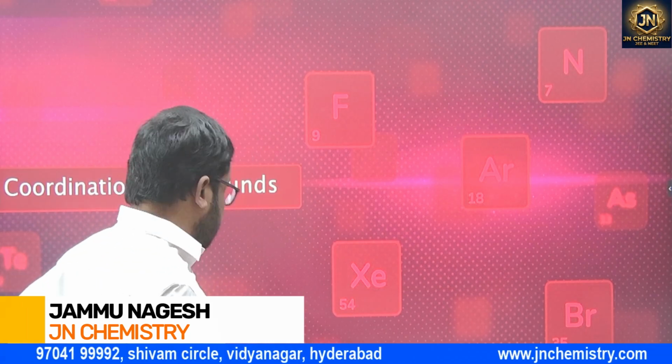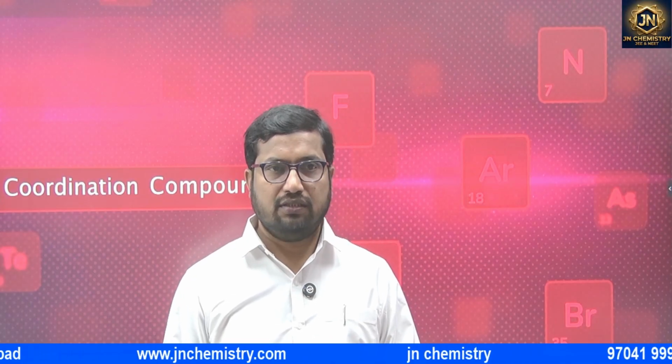Coordination compounds. I told you about the coordination covalent bond. Covalent bond means what? Mutual sharing of electrons, right? Because of that, both get stabilized. I told you that chocolate story. So coordination covalent bond means that for the formation of the bond, only one is donating, but both are sharing. That is why we call it a coordination covalent bond.